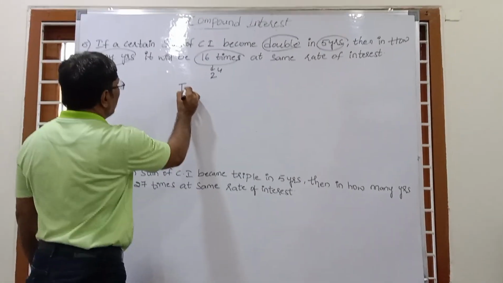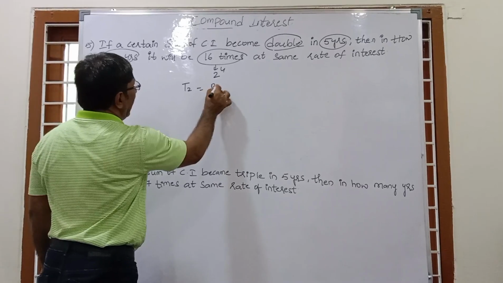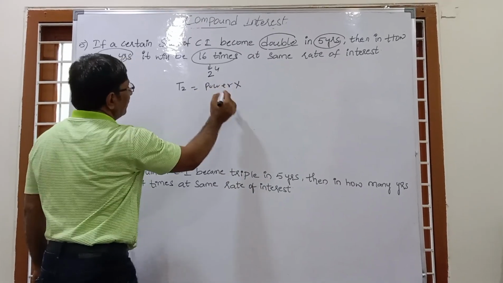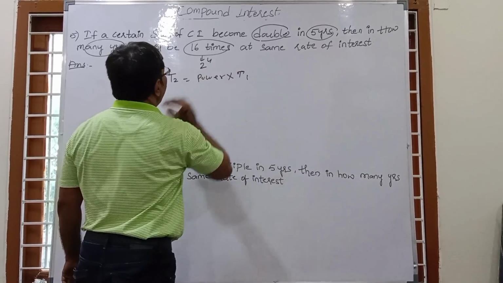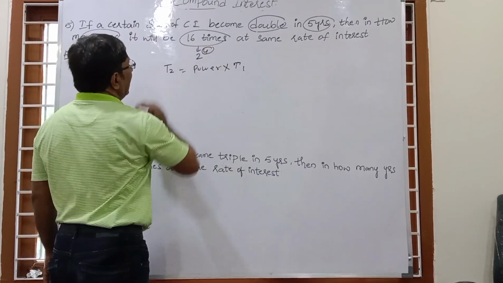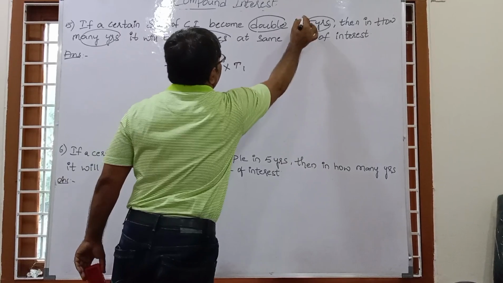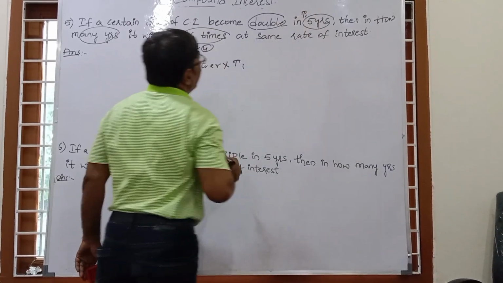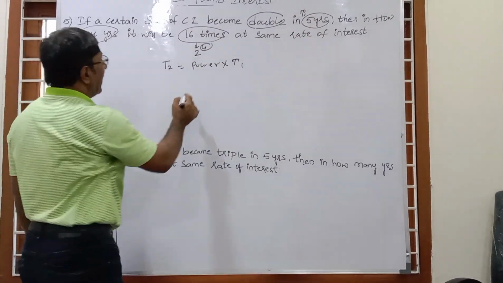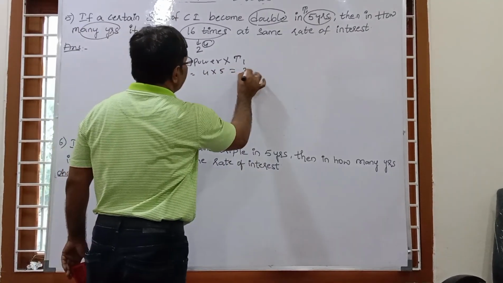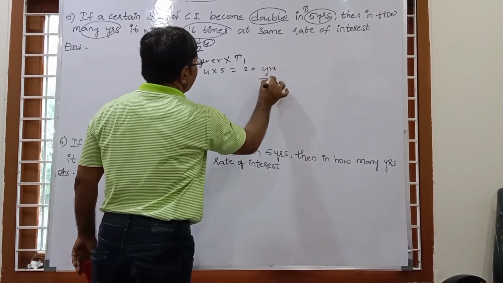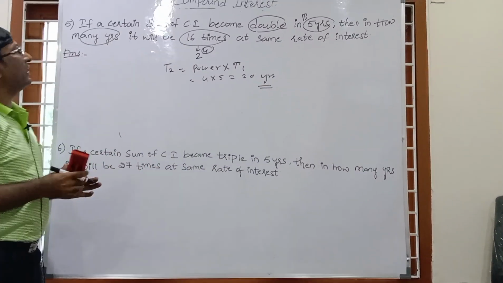So T2 equals what? That is power into T1. So here the power is 4, and the time T1 is given as 5 years. So the power is 4, so that is 4 into 5. The answer is 20 years. So this is a very simple trick.